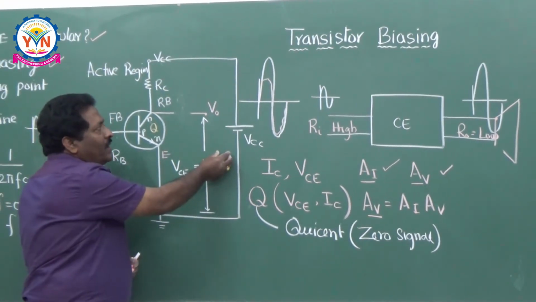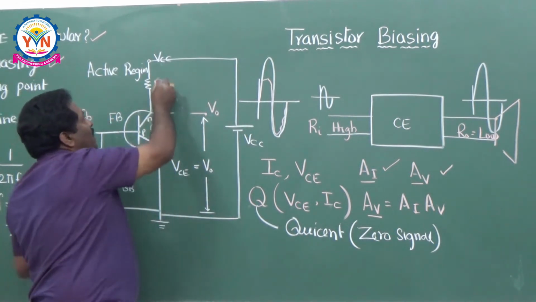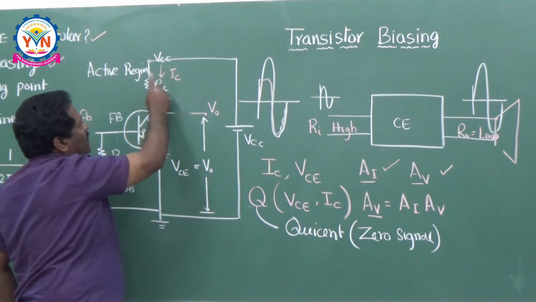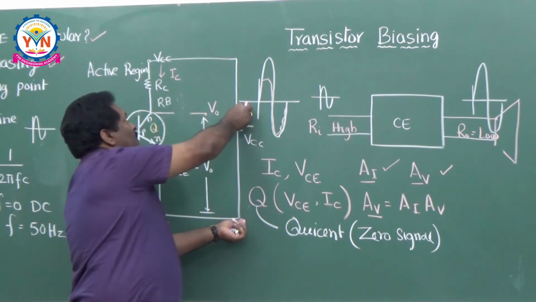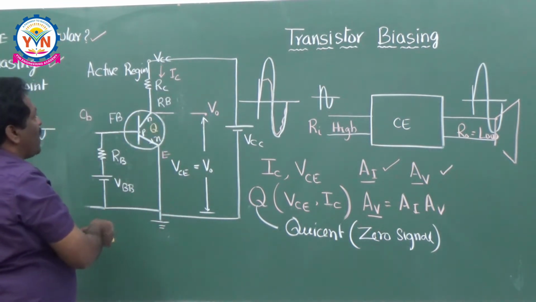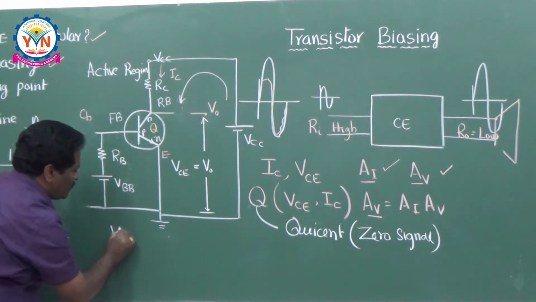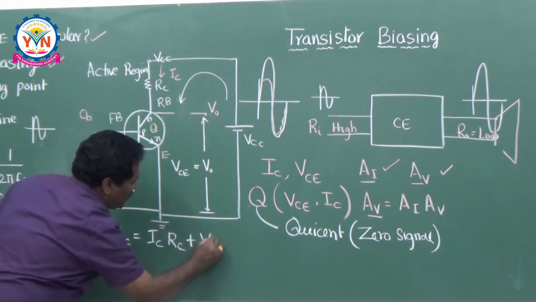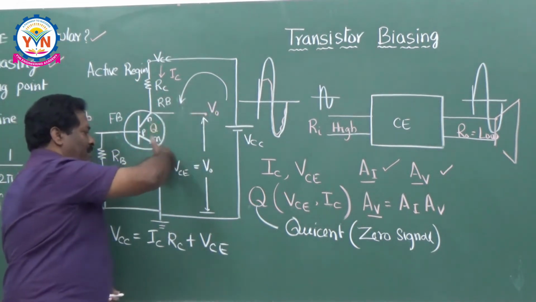If you take this CE amplifier once again and write the KVL for the output side, the applied voltage is VCC. So VCC is equal to ICRC, the collector current into the resistance, plus VCE. The applied voltage is VCC, the drop is ICRC and the output is VCE. This is nothing but the KVL for the output loop of the common emitter configuration.